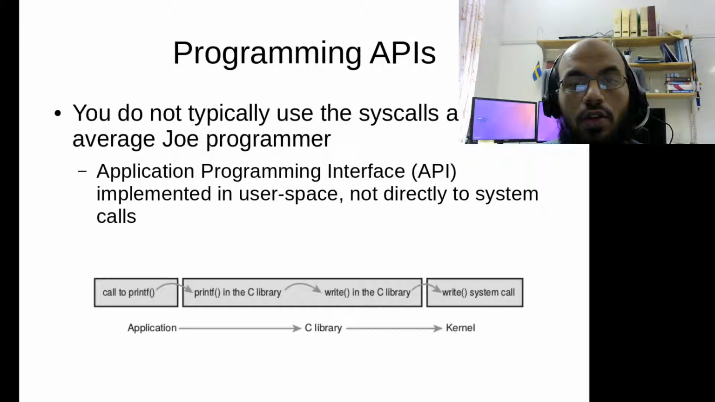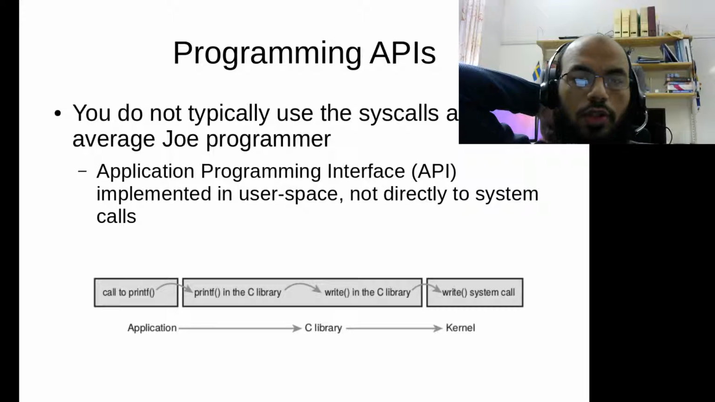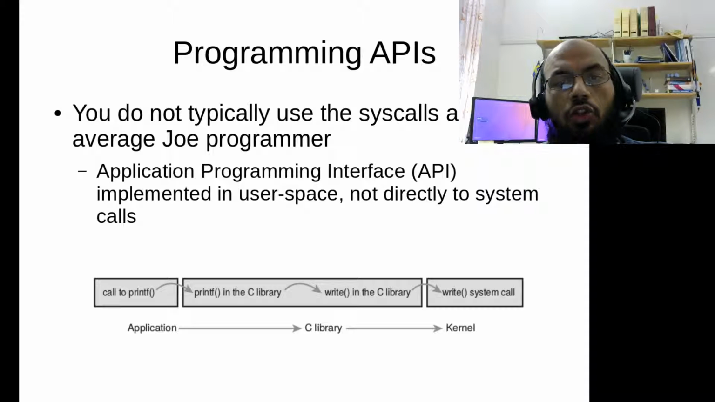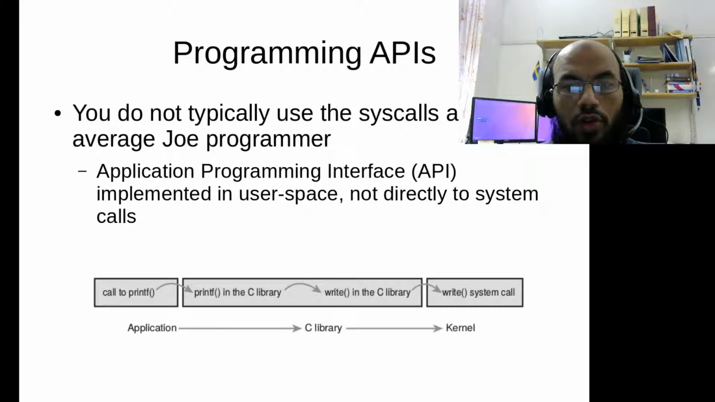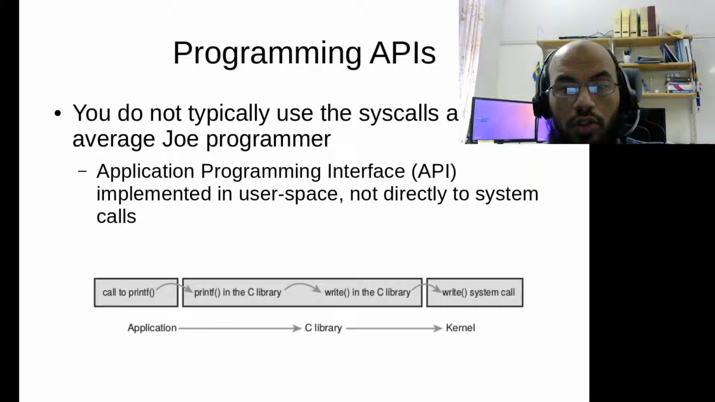Okay, so as an average programmer, you do not typically use system calls. You do not call a system call directly into the kernel, but you use an application programming interface to call a system call. And that's what most people are familiar with. It might be that the API call actually overlaps with the name of the system call, for example, fork. But that doesn't mean that you're just calling the system call right away.